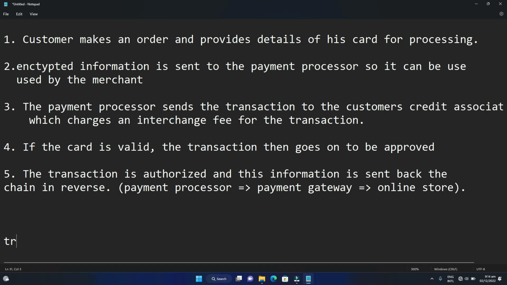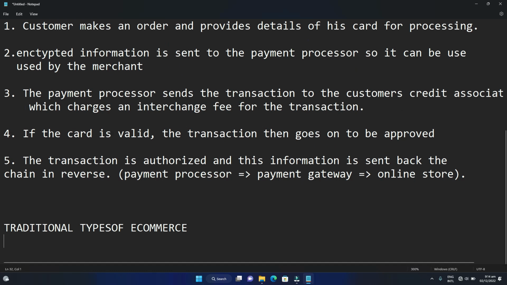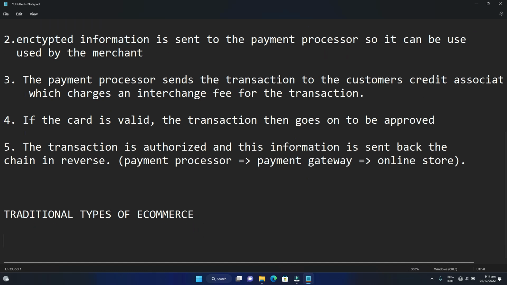Traditional types of e-commerce. I checked Google and other sources, and they are all giving me the same thing. So in this case, the traditional types of e-commerce happen to be business to business, customer to customer, business to administration, business to customer. Those are the traditional types of e-commerce.